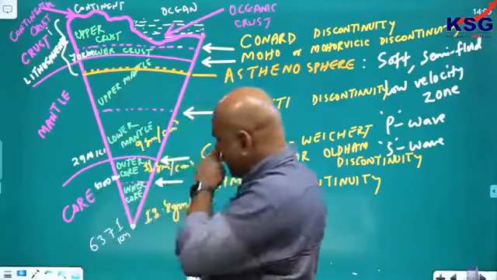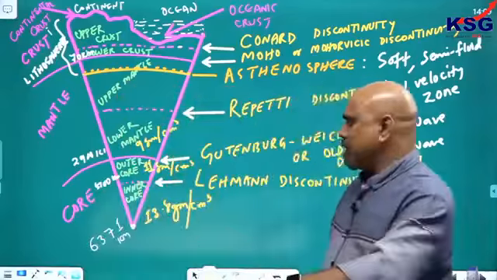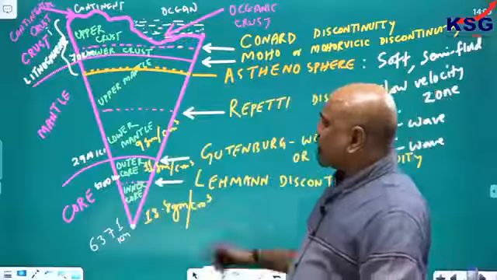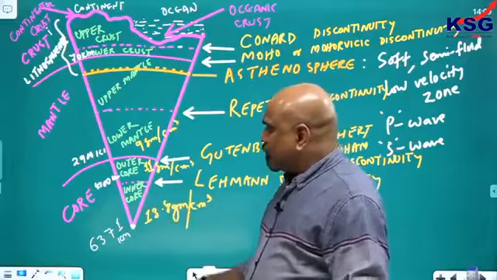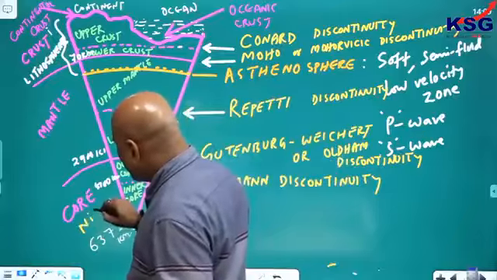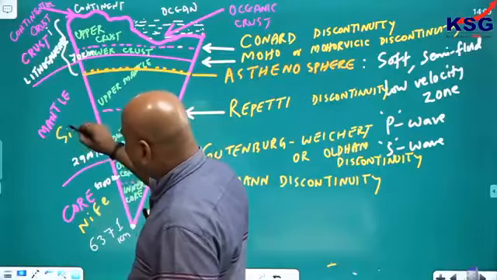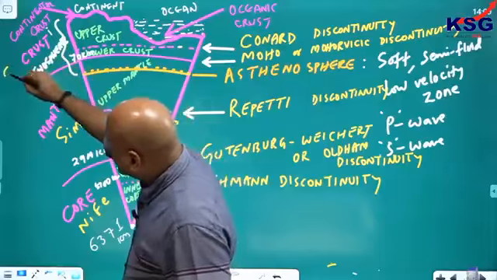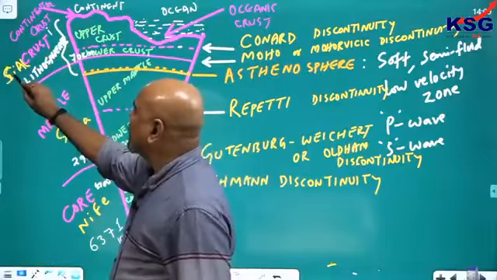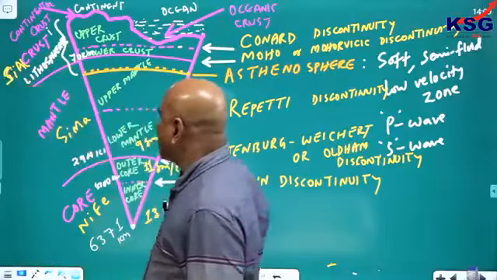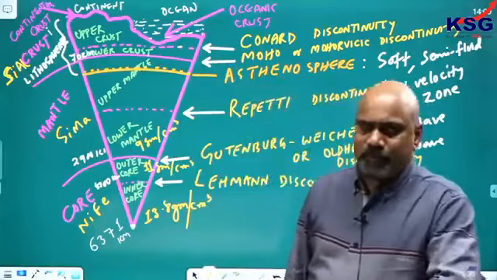Okay, 13.8 gram per cubic centimeter. So, the density gradually increases here. This is mostly made up of, I told you, nickel and ferrous. This is silica and magnesium. This is silica and aluminum. Sial, Sima and Nife. Three areas you are having.